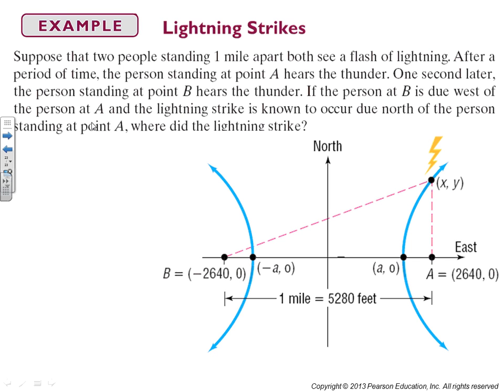Best thing to do is center your problem on the origin. So north-south is our y, east-west is our x. After a period of time, the person standing at point A, so these guys are 1 mile apart. Remember, 1 mile is 5,280 feet. So from foci to foci is 5,280. That means that the foci are at 2640, 0 and negative 2640, 0.